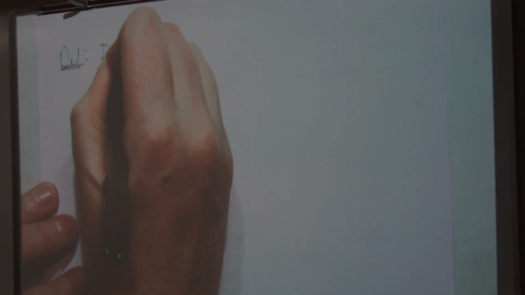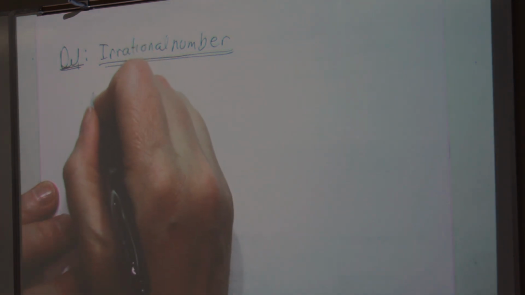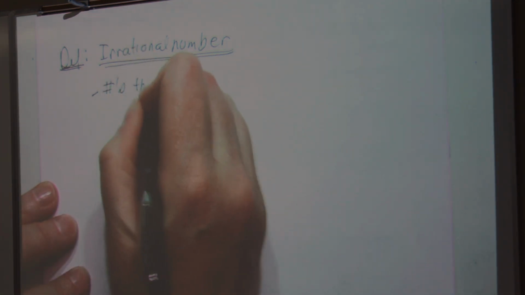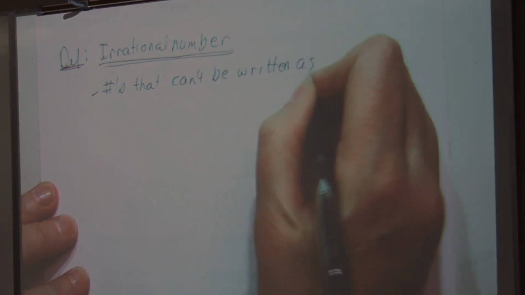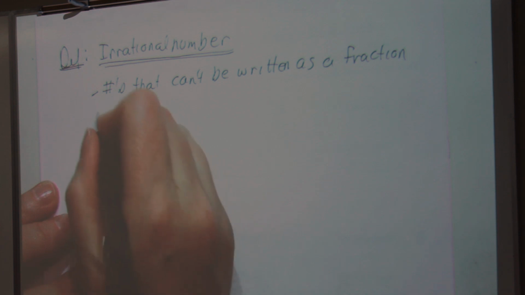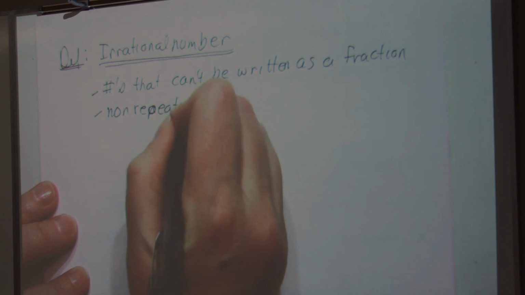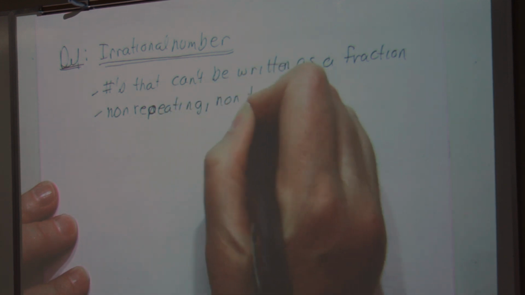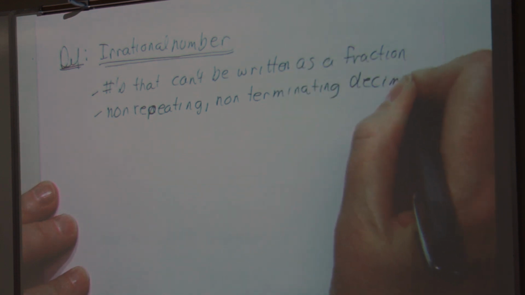All right, first thing we're going to do is talk about what is called an irrational number. Irrational numbers are numbers that can't be written as a fraction. We're talking about non-repeating, non-terminating decimals as well.